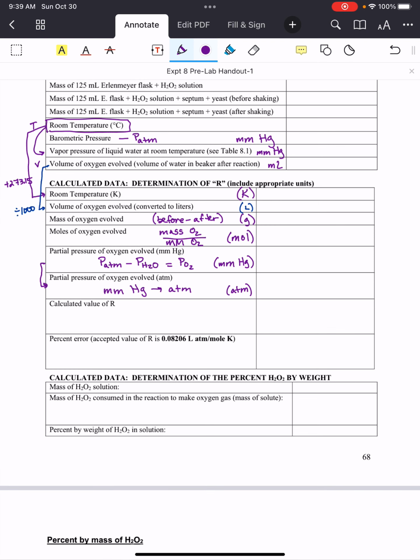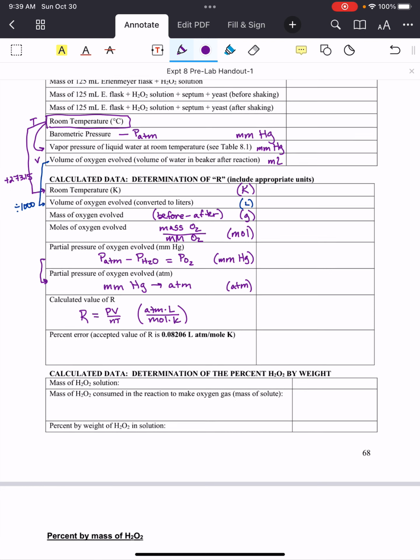So then our goal is to solve for R, and as you saw above, if we rearrange the ideal gas law, R is equal to PV over NT. So you're going to plug in the appropriate units here so that you end up with atmospheres times liters over mole Kelvin.